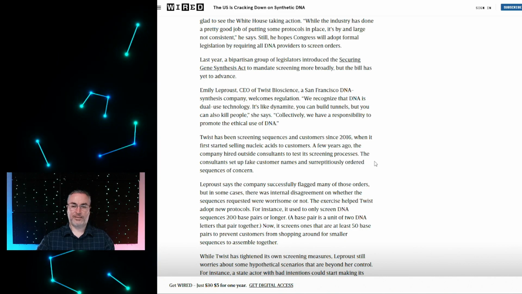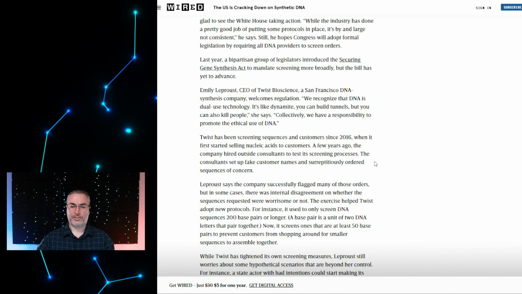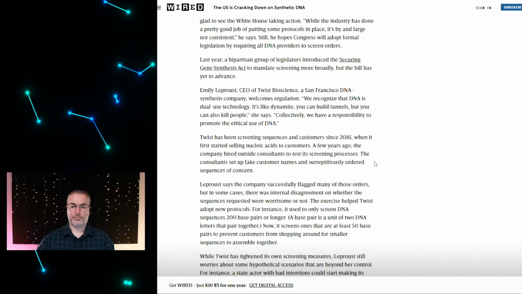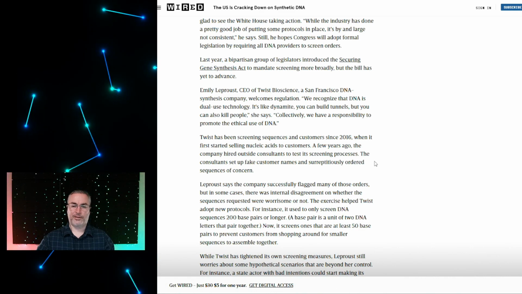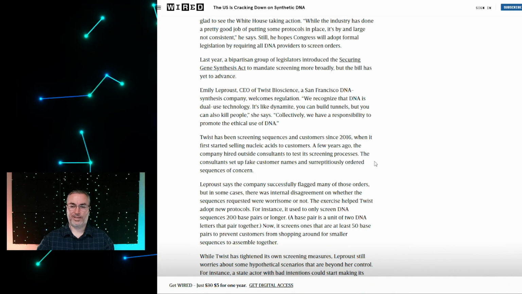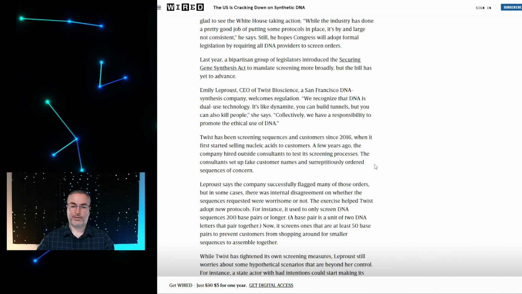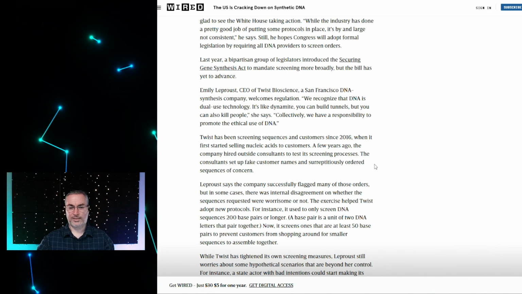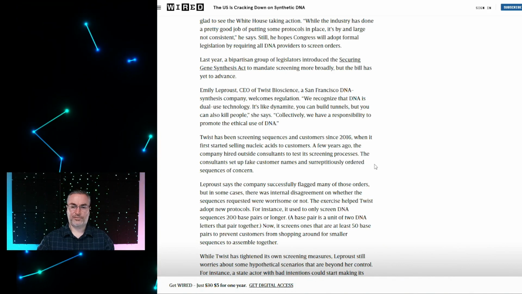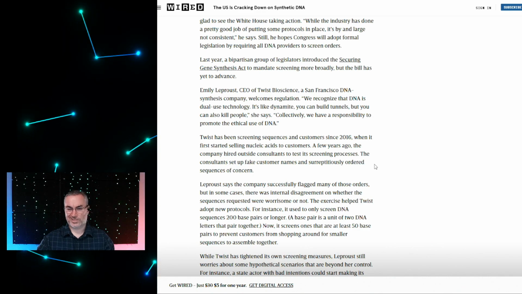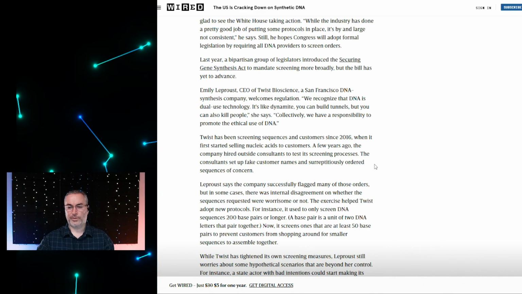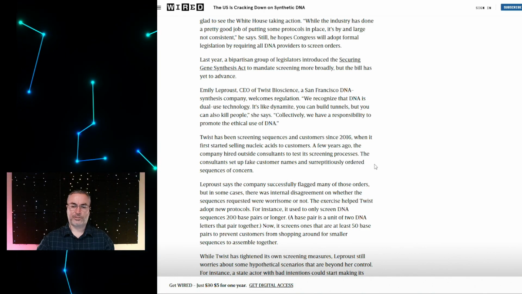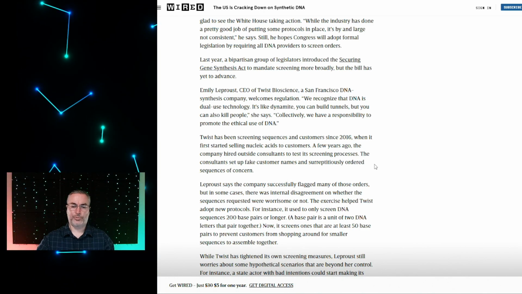Twist has been screening sequences and customers since 2016, when it first started selling nucleic acids to customers. A few years ago, the company hired outside consultants to test its screening processes. The consultants set up fake customer names and surreptitiously ordered sequences of concern. The company successfully flagged many of those orders, but in some cases there was internal disagreement on whether the sequences requested were worrisome or not. The exercise helped Twist adopt new protocols.